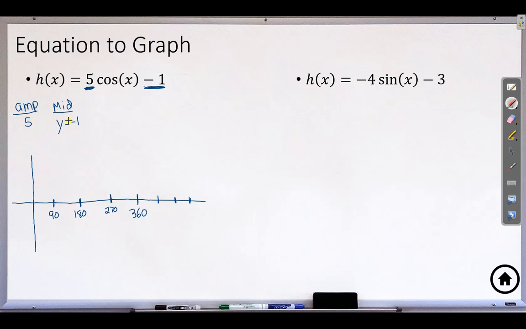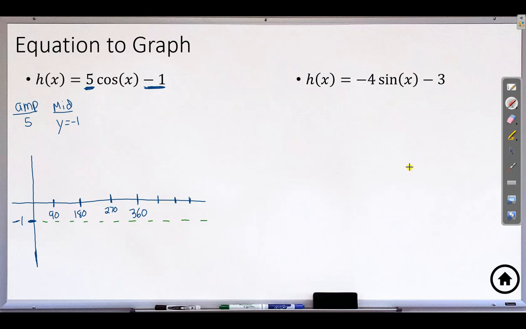Now we're going to use our midline and amplitude to figure out what the rest of this graph needs to be. So our middle here is going to be at negative 1. So I'll put this down here. My midline is right here at negative 1. So I'm going to draw a dashed line straight as I can here at negative 1. So that's going to be the middle of my wave.